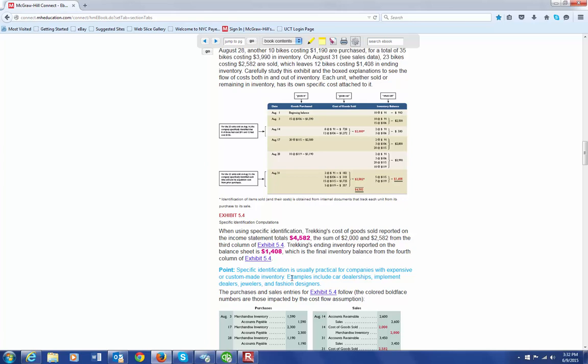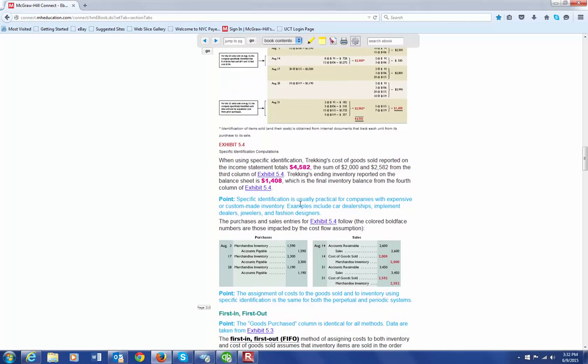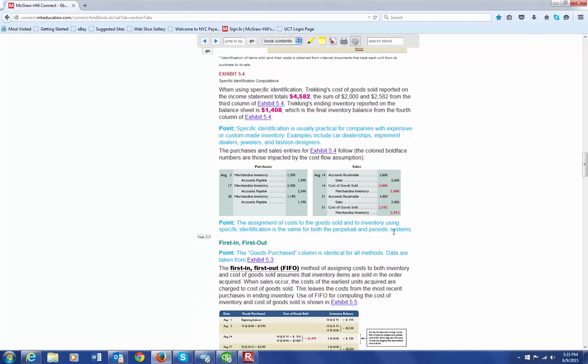Again, this probably wouldn't be the way you would do it with mountain bikes like this, but it's more practical for companies with expensive or custom-made inventory, such as car dealerships, jewelers, fashion designers, things like that. It would probably be more common for a company selling bicycles to use one of the other 3 methods that we've already discussed.